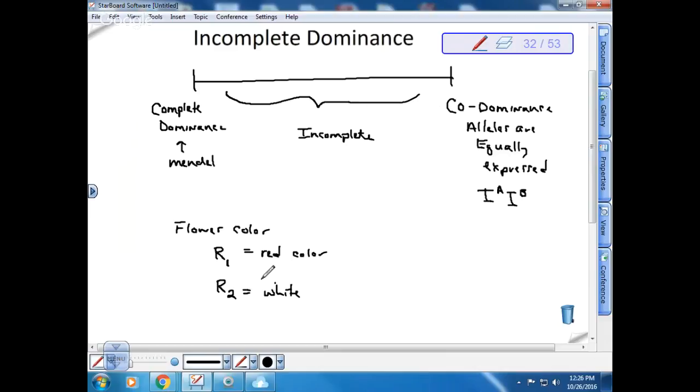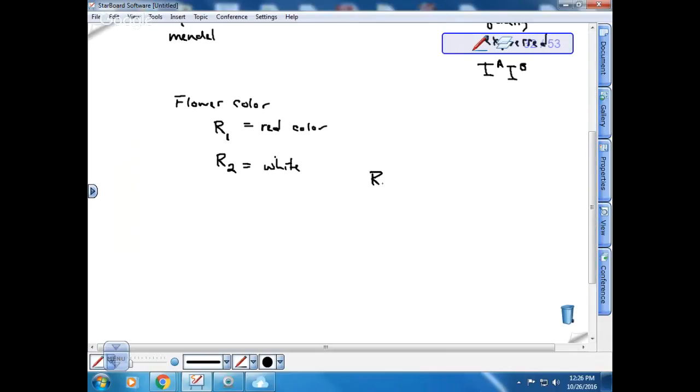Notice how, since there's incomplete dominance, I didn't put little r and big R, okay? So we could have a true breeding parent for red color, and we could mate it with a true breeding parent for white color. So this would be the parental generation. The F1 generation would be this, okay? And in this case, this is pink.